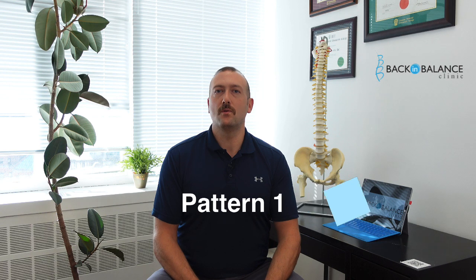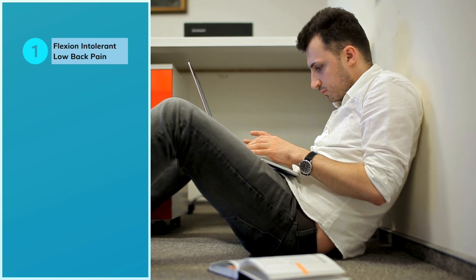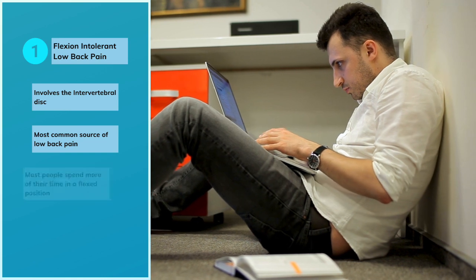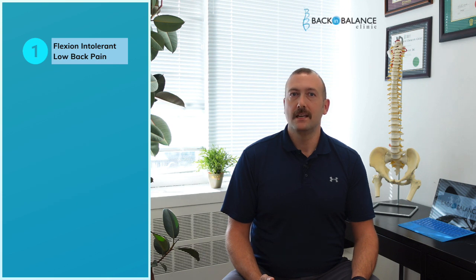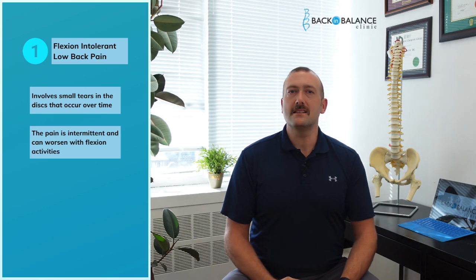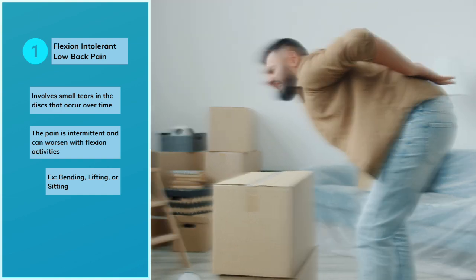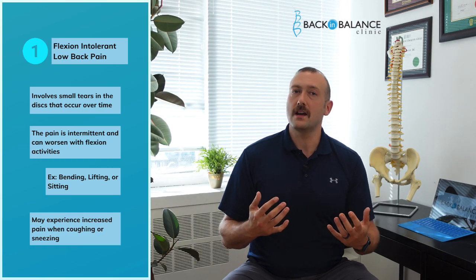Now we know some of the relevant anatomy, let's get into the patterns of back pain. The first pattern of back pain is known as flexion intolerant low back pain. This pattern often involves the intervertebral disc and is the most common source of low back pain, as most people spend time sitting and in flexion type positions as opposed to other positions. It involves small tears in the disc that occur over a period of time. The pain is often intermittent and can worsen with flexion activities like bending, lifting, and sitting. You may experience increased pain with coughing, sneezing, and straining.